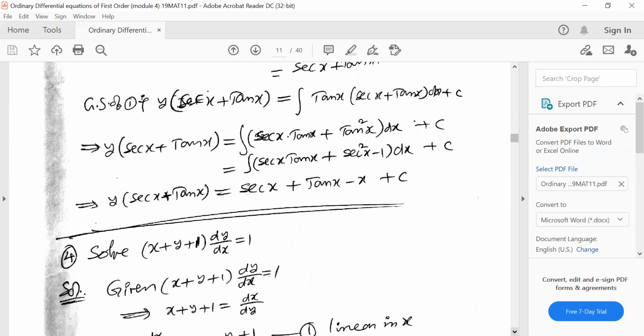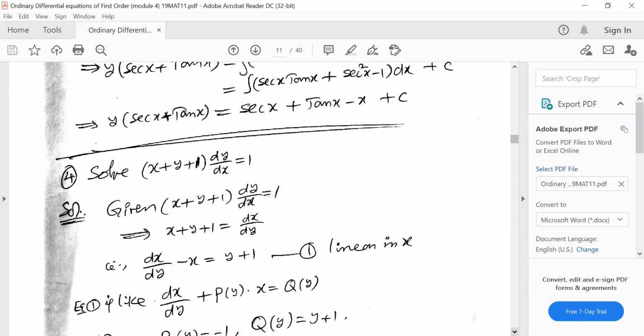So like this, we can do a number of problems. You can see the next problem: x plus y plus 1 dy by dx is 1, right? From here, we just do a trial whether it can be linear in y or linear in x.